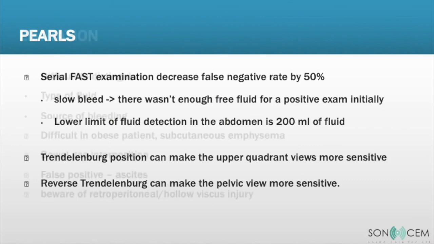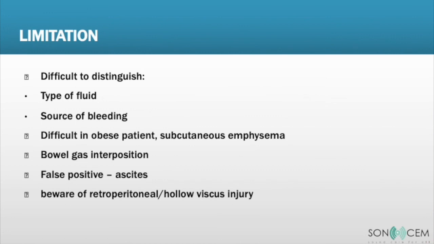We also must know the limitations for EFAST. It is difficult to distinguish the type of fluid, whether it is effusion or blood. We also cannot determine the source of bleeding. In obese patient or patient with subcutaneous emphysema, it's quite difficult to get a good visualization because of this. In ascites, it can be false positive, and beware of retroperitoneal and hollow viscus injury because it can cause false negative.